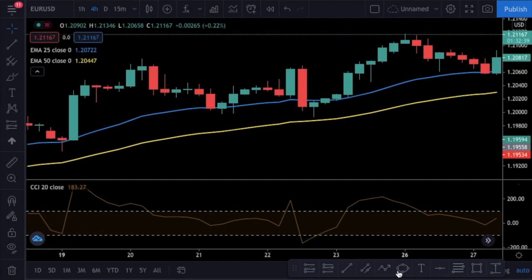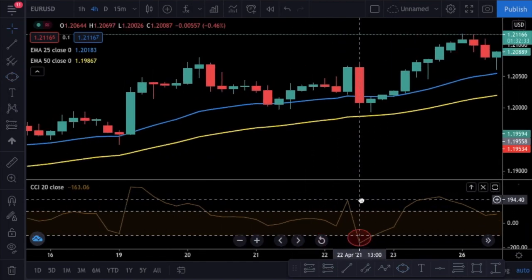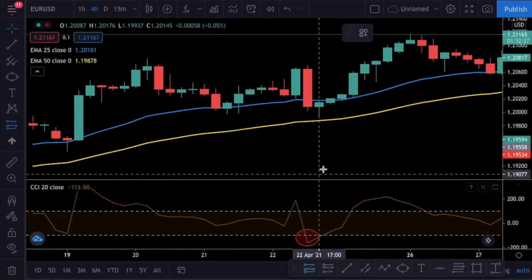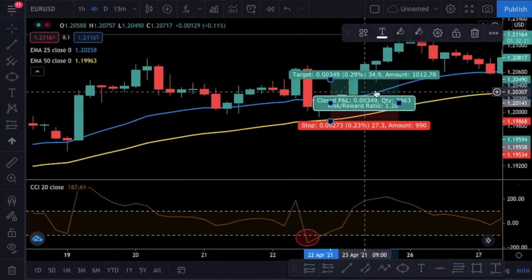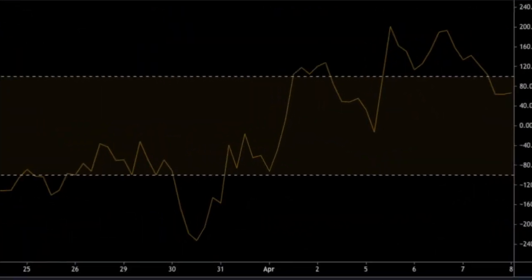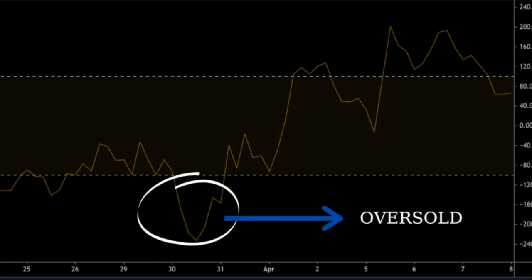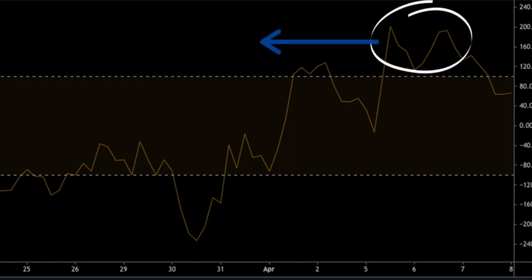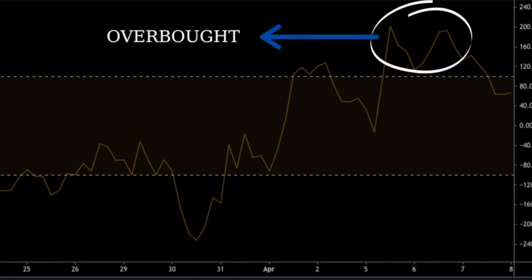So, let's talk about the strategy. As usual, I will explain the strategy with examples. The CCI indicator shows overbought and oversold points. You can see that there are two lines on the CCI indicator, 100 and minus 100. If the value is under the lower line, it means the market is oversold, and if it is above the upper band, it means the market is overbought.